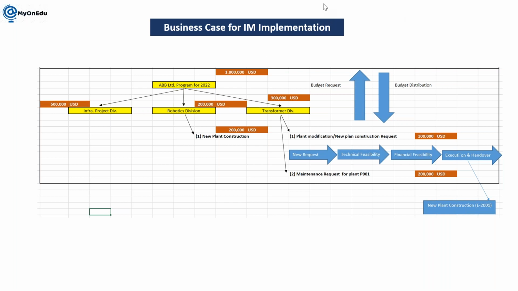So I have taken the example of ABB Limited here. This is a real-time example. ABB Limited used to create a program. Just need to understand some terminology here. Program: when we are going to plan anything for the coming years, let's say 10 years, 2 years, 1 year, in that case we need to create a program. So year-wise, we used to create a program.